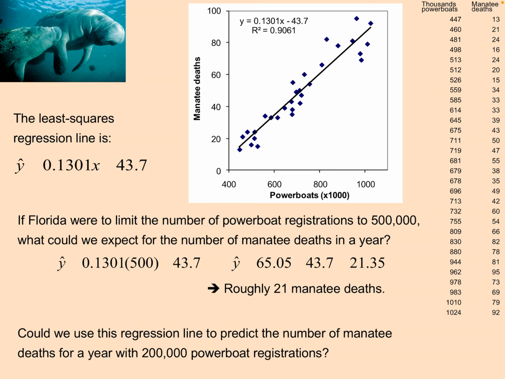That's pretty good. Generally speaking, there are no hard and fast rules, but a good rule of thumb is 70% or better for your R squared if you're trying to predict. So the equation for our line is y predicted equals 0.1301 times x minus 43.7. The question is, if Florida were to limit the number of powerboat registrations to, say, 500,000, what could we expect for the number of manatee deaths in a year? Well, 500,000 is going to be right there. Draw a line up, go over.